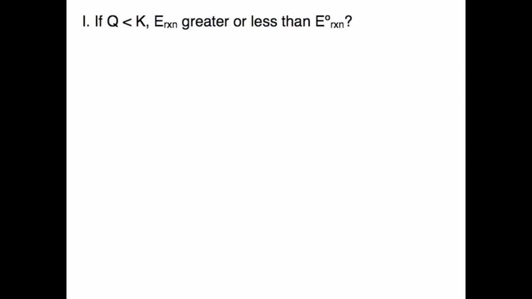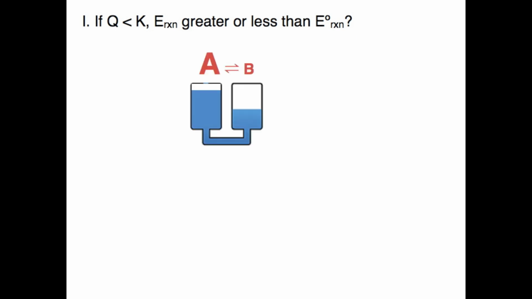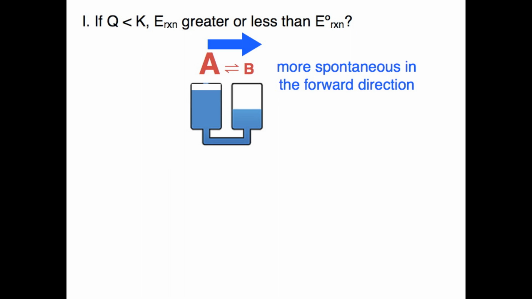Example 2I asks, if Q is less than K, will the value of reaction potential be greater or less than the standard reaction potential? When Q is less than K, it indicates that this is not at the equilibrium point. There are more reactants than products. Thus, the reaction will shift to the right toward product. This means that it is more spontaneous in the forward direction. This results in a greater value of reaction potential than the standard reaction potential.